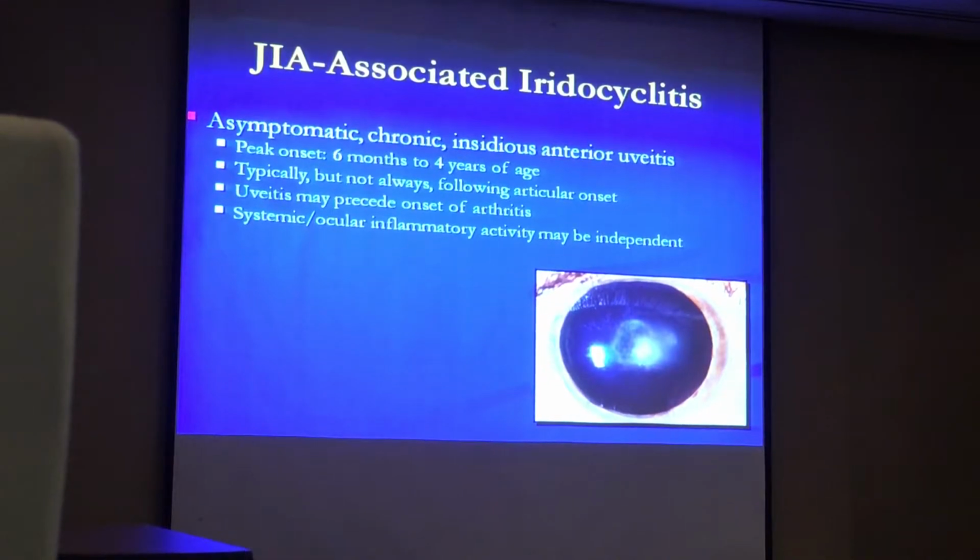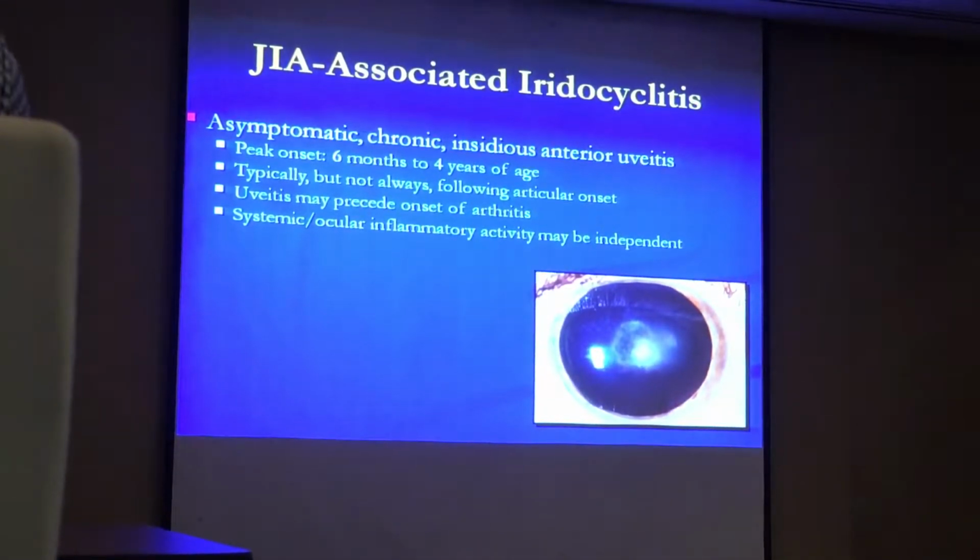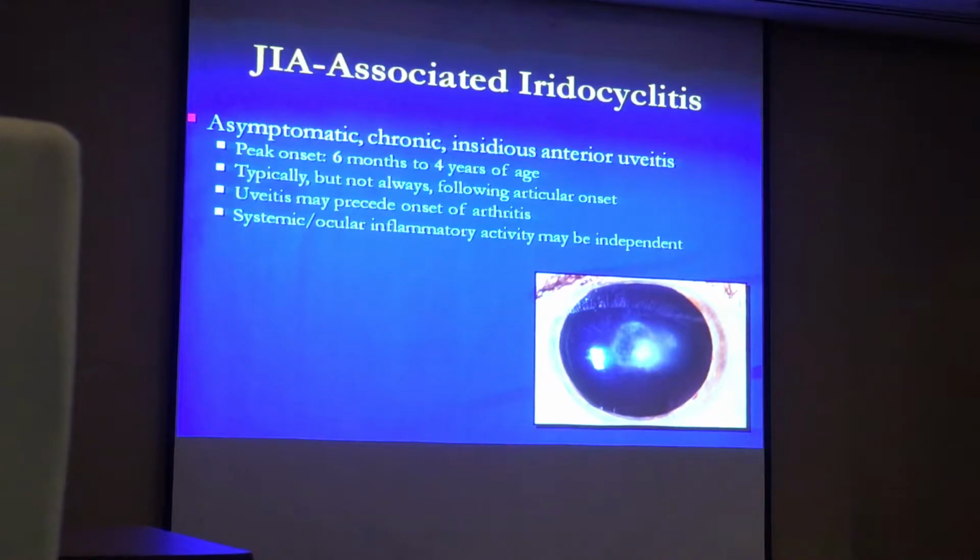So the peak onset is about 6 months to 4 years of age. Not always do they have articular onset. And as we know, the more problematic one we see is when we have pauciarticular, less than 5 joint involvement. Uveitis may precede the onset of arthritis, and that's very true because oftentimes the eye finding helps to stimulate whether or not you will then work up the joint disease. And then the systemic and ocular inflammatory activity may be independent.